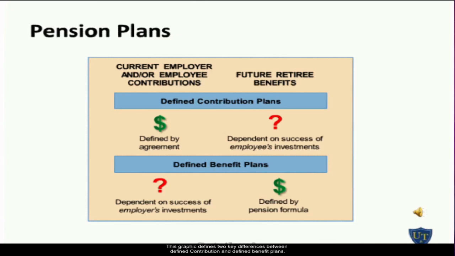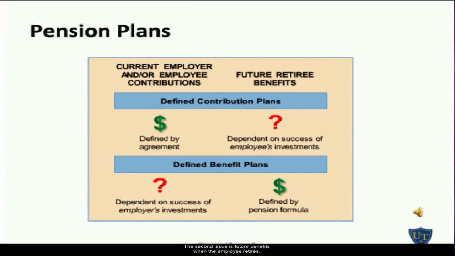This graphic captures two key differences between defined contribution and defined benefit plans. The first column, the current employer or employee contributions. With a defined contribution plan, the simplicity is that this is defined by the agreement. In contrast with defined benefit plans, the employer has quite a bit of latitude in their current period contributions.